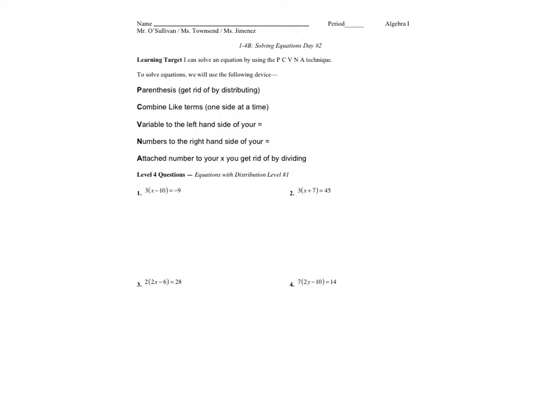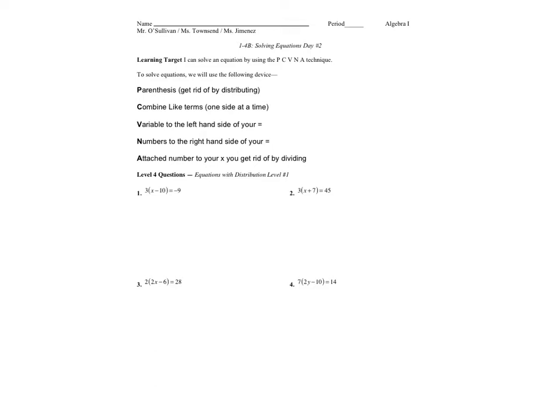I'm giving you a heads up. The equations are going to be a little more challenging, but everything is the exact same. We're still going to use our procedure PCVNA to solve for our missing variable. So today's learning target is still I can solve an equation by using the PCVNA technique.